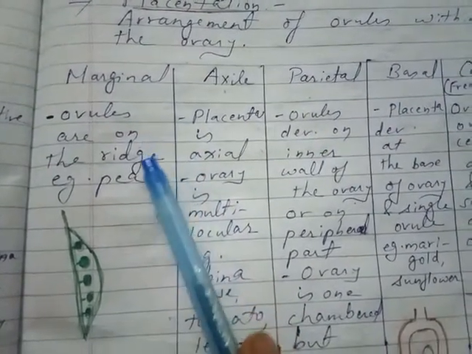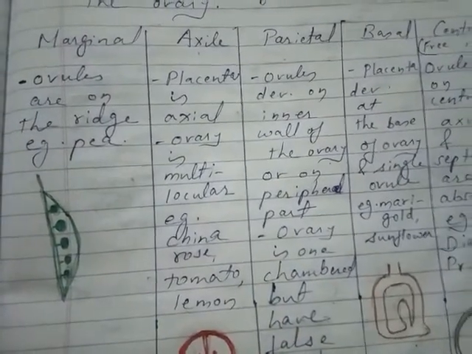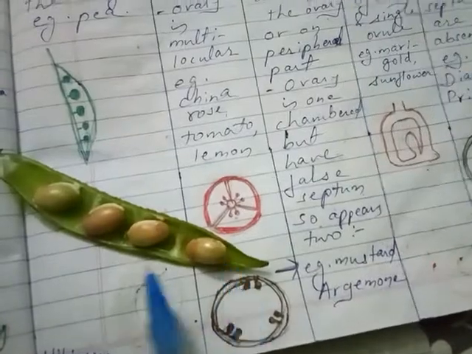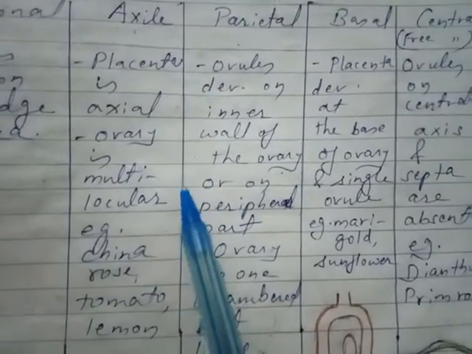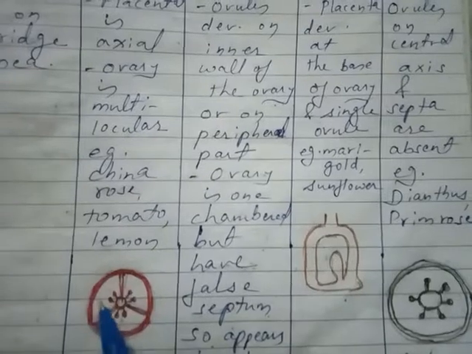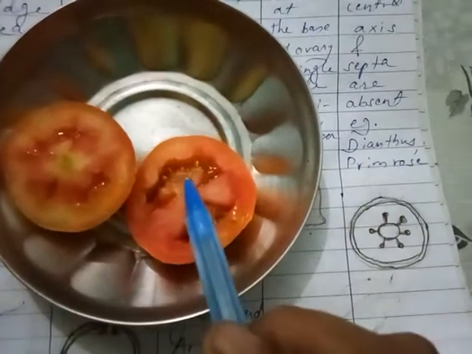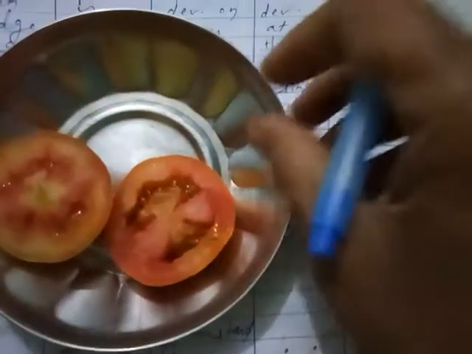Marginal ovules are on the ridge. For example, pea, that is the ovules are arranged on the margin. In this case you can see the ovules will be arranged on the margin in the pod. Then in case of axile, placenta is axial, ovary is multilocular, that is many chambered. For example, China rose, tomato and lemon. So here ovary will be multilocular. In case of tomato, you can see it is multilocular and ovules will be present over here on the placenta.